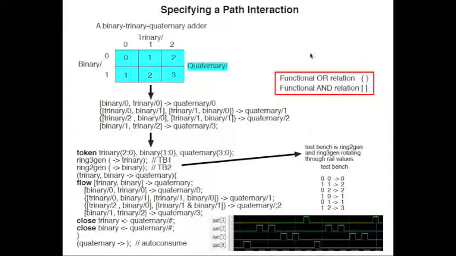Okay, we'll specify a path interaction with a table that specifies the output rail for all combinations of input rails. Here we have a path named trinary with 3 rails, a path named binary with 2 rails, and a path named quaternary with 4 rails, 0, 1, 2, and 3. We'll map this table directly into a set of equations, one equation for each output rail. This is quaternary 0, quaternary 1, 2, and 3. And we'll see here that quaternary 0 occurs when trinary is 0 and binary is 0. So here we have binary 0 and trinary 0 flows to quaternary 0.